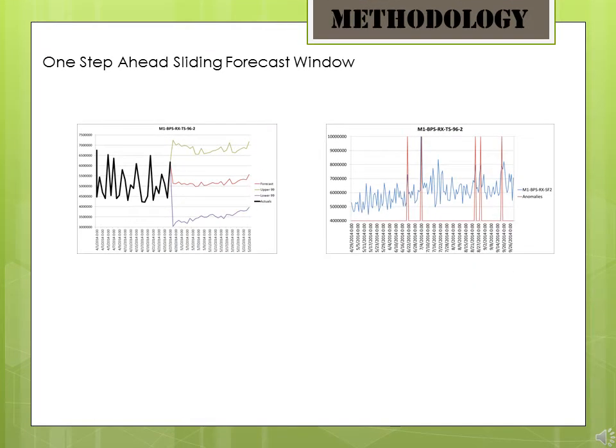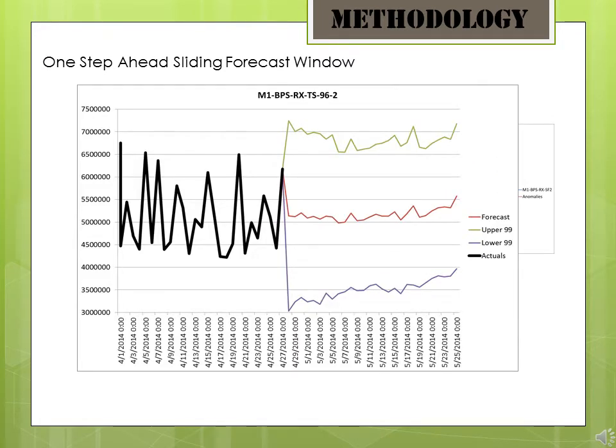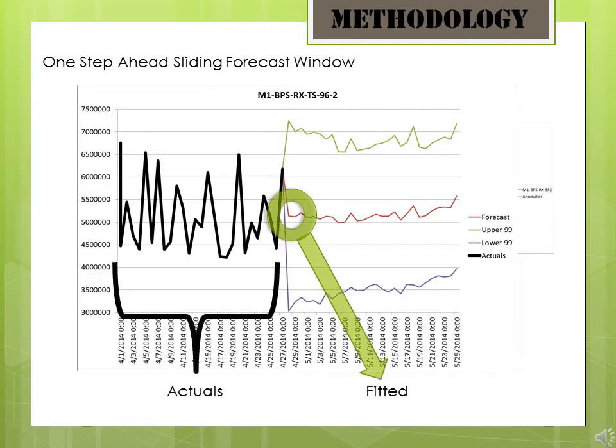The actuals, or observed data, identified by the black line, is used to produce the forecast. The forecast is composed of the fitted or forecast mean, the red line, and the upper and lower 99% confidence intervals identified in the green and purple lines. The algorithm uses a one-step ahead sliding forecast window. It will grab the next new observation and drop the oldest observation between performing forecasts.